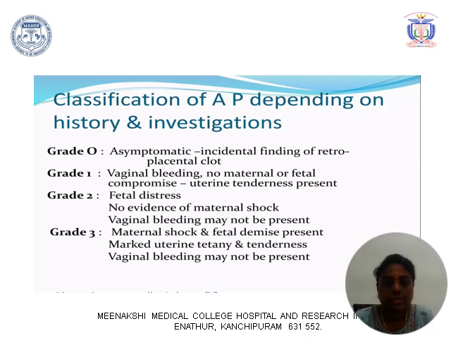Grade 0 is asymptomatic, with only an incidental finding of retroplacental clot during laparotomy. Grade 1: vaginal bleeding will be there but no maternal or fetal compromise, and uterine tenderness might be present. Grade 2: fetal distress but no evidence of maternal shock; vaginal bleeding may not be present. Grade 3: maternal shock and fetal demise will be there, with marked uterine tetany, atony and tenderness; vaginal bleeding may not be present.